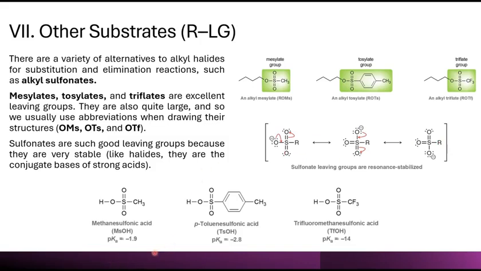The pKa for this acid is negative 1.9. For para-toluene sulfonic acid, negative 2.8. Trifluoromethane sulfonic acid, negative 14. So we're talking about very strong acids, so their conjugate bases are very stable.